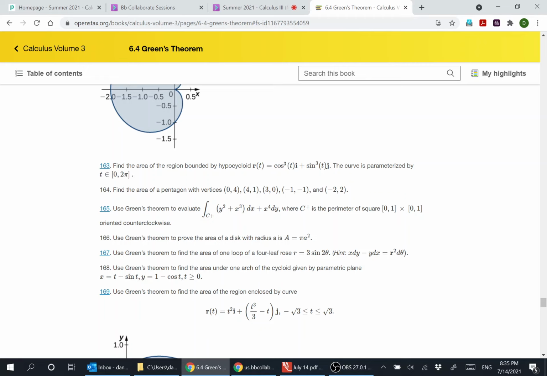Hint, you don't need that hint. So use Green's theorem to find the area of... oh, I see. Use Green's theorem to find the area of one loop of the 4-leaf rose r equals 3 sine 2 theta.